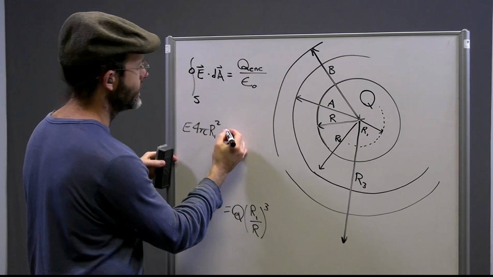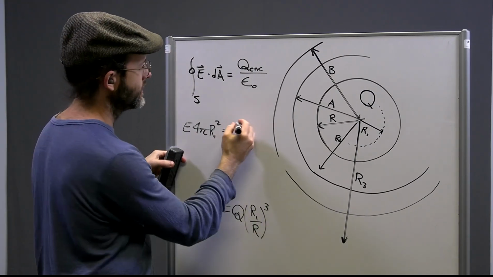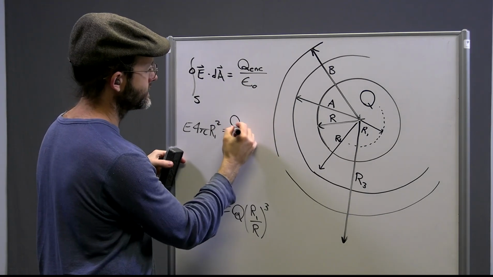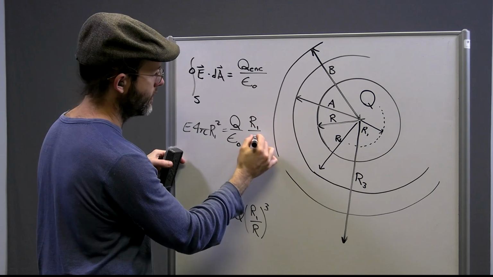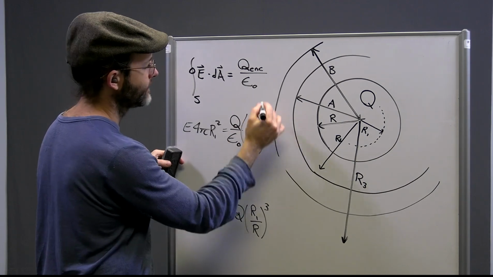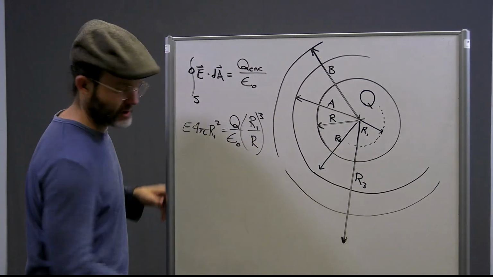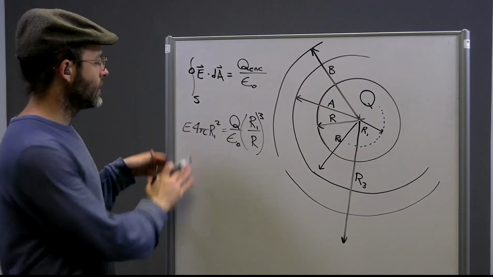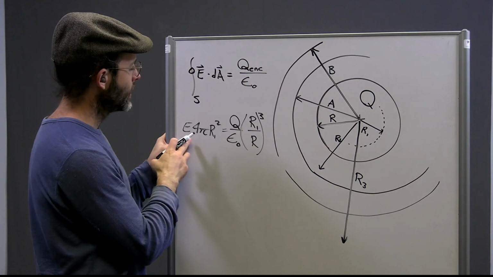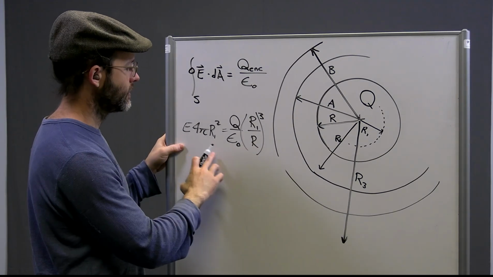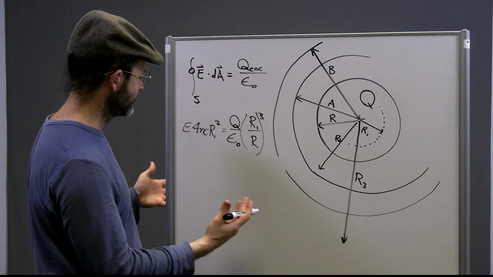Now we have our overall charge divided by epsilon naught, so it's Q over epsilon naught times R1 over R cubed. Perfect. Where do we go from here? We want to know what E is at R1, so we simply need to rearrange this equation and simplify as much as possible. No big deal.